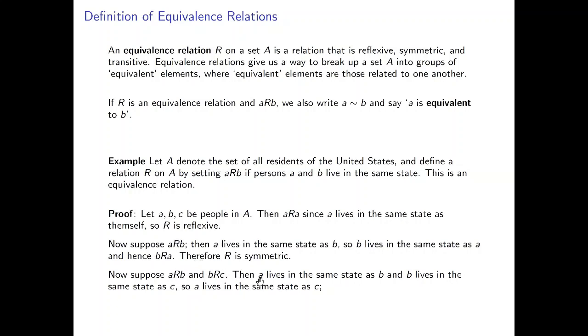And so once again, if we unwind the definitions, what do these 2 things say? The first bit of information says that A lives in the same state as person B, and the second piece of information says that person B lives in the same state as person C. If person A lives in the same state as B and B lives in the same state as C, then of course A has to live in the same state as C. And so A has to be related to C, and we've shown that the relation is also transitive. These 3 pieces of information together imply that we've proved that the relation is an equivalence relation in the sense of this definition up here. Great.